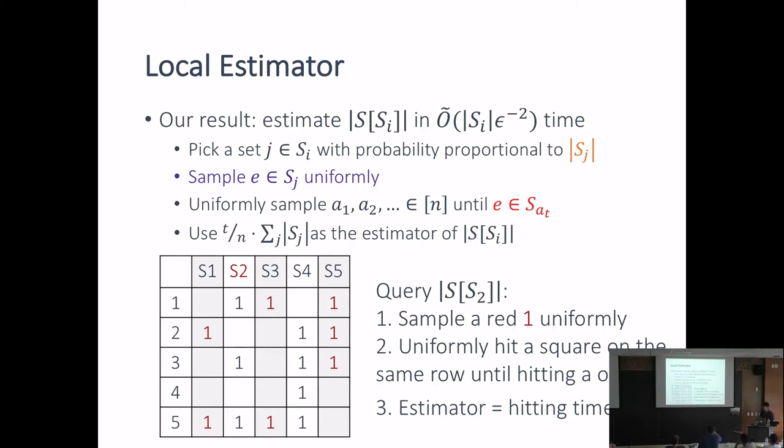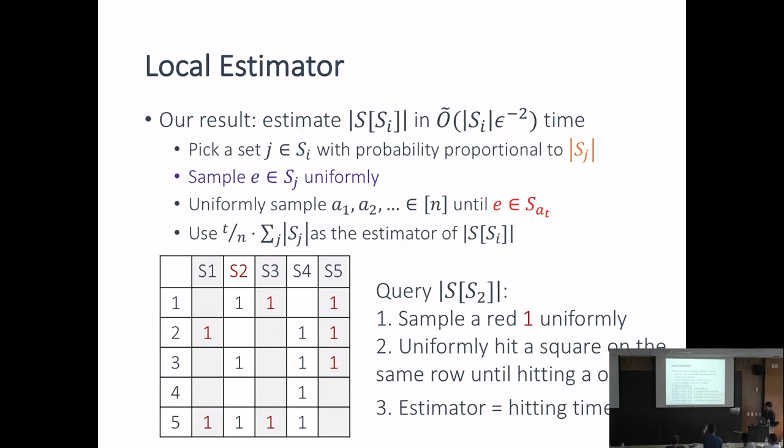Just wondering about the third step. So you sample from all the sets that are in Si, or from the entire universe of sets? From n. We sample an integer, a random integer between 1 and n, always? Between 1 and n, okay, yep.